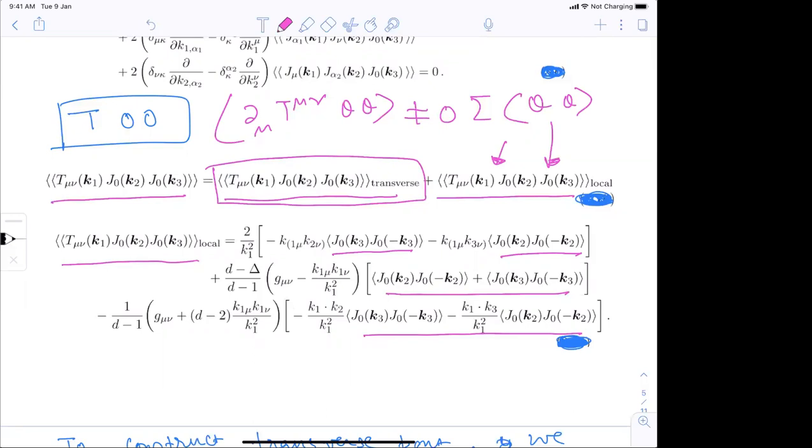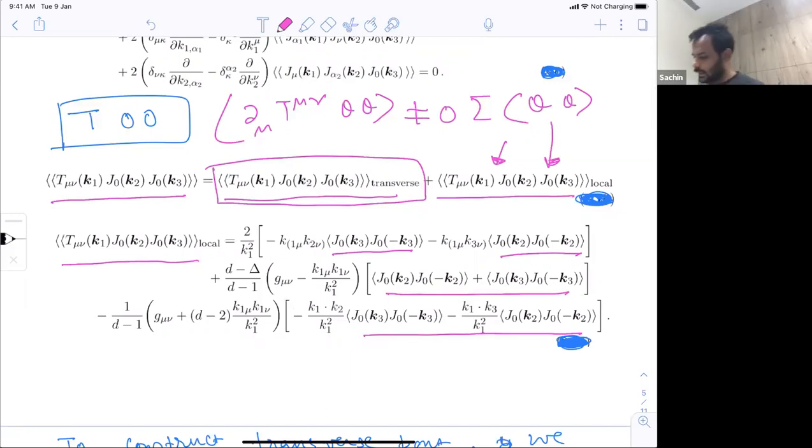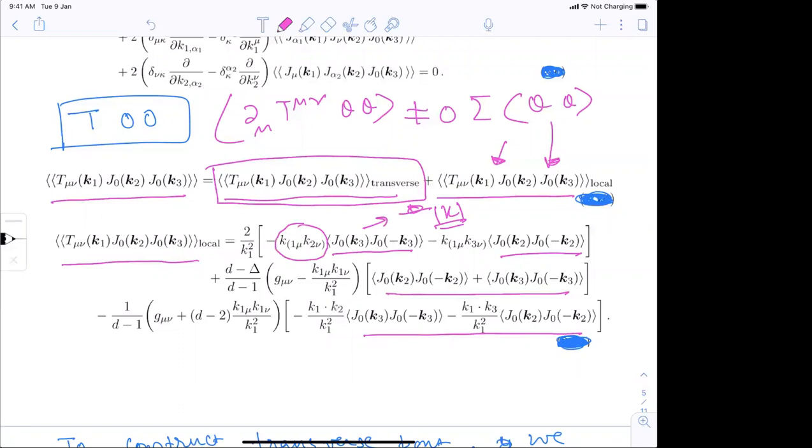Sachin, sorry to interrupt. I don't see why you call this local, because it is not really polynomial, right? Local is just a terminology. I'll come to the exact details. J0 is, of course, proportional to mod k. So that way, you see, this is just a polynomial in k1 mu and k1 nu. But the other terms, like k1 mu k1 nu by k squared, are certainly not local in the usual sense.